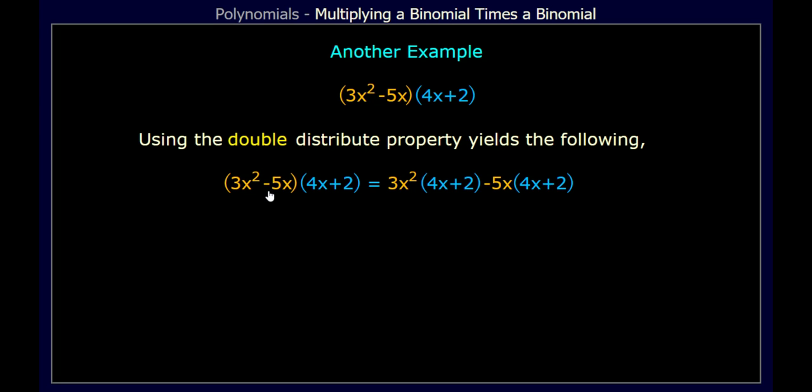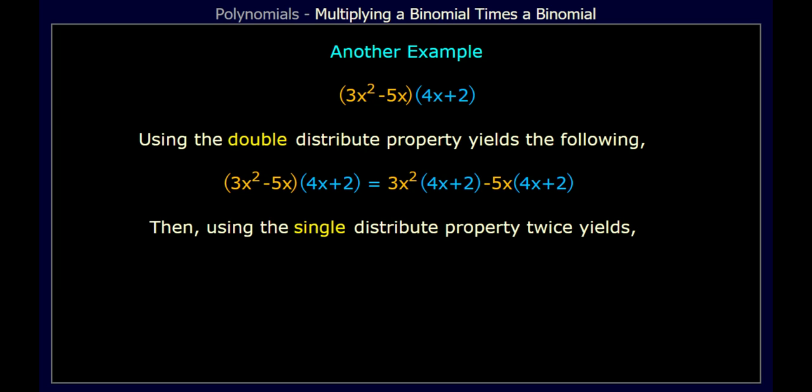So again, I'm going to break this into two parts. I'm going to take the 3x squared and multiply that times 4x plus 2. And then I'm going to go minus 5x times the 4x plus 2. So now I have a pair of single distributive properties. I'm going to use it twice again. So I'm going to say 3x squared times 4x. So you've got to multiply the whole numbers together. 3 times 4 is 12. Here's my 12. And then I have x squared times x. So that's 3 x's there, so I have x cubed. And then I have 3x squared times a positive 2 is 6x squared.